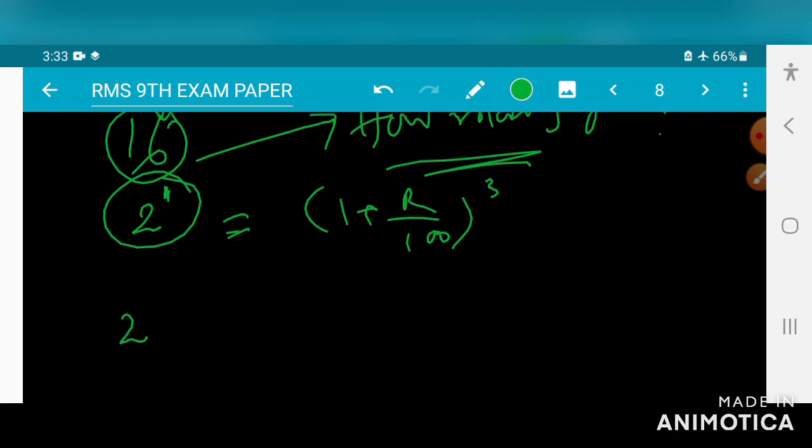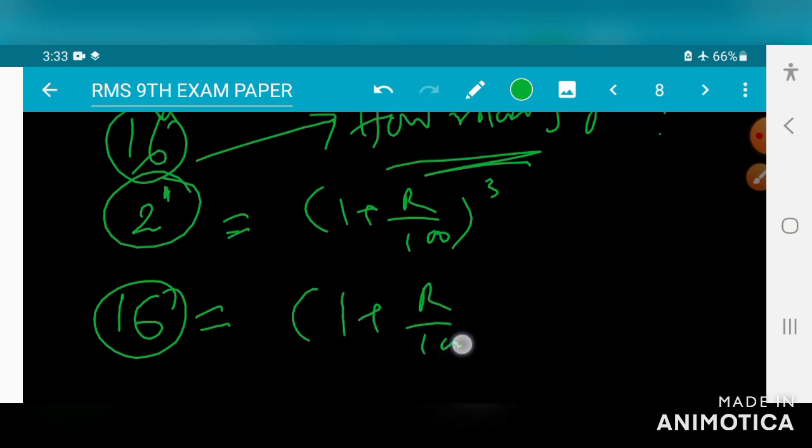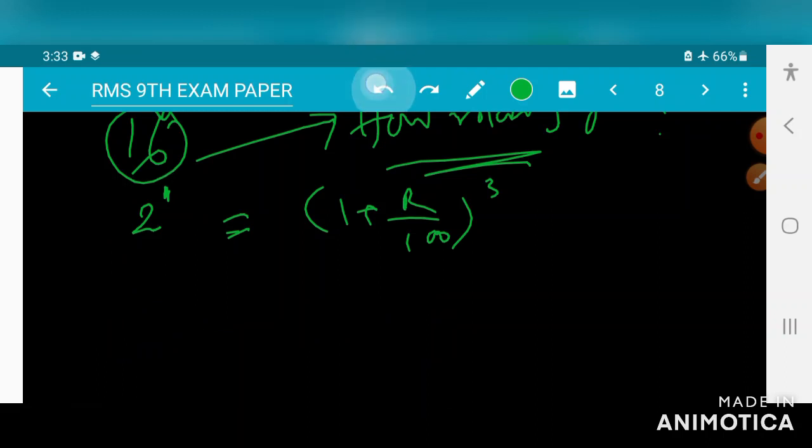You don't understand? Just wait. He is saying that in how many years the amount will become 16 times. So 16 times means (1 plus r upon 100) whole power, here it is 3. So what to do to get 16 times? See what I am doing now, see here, this equation.